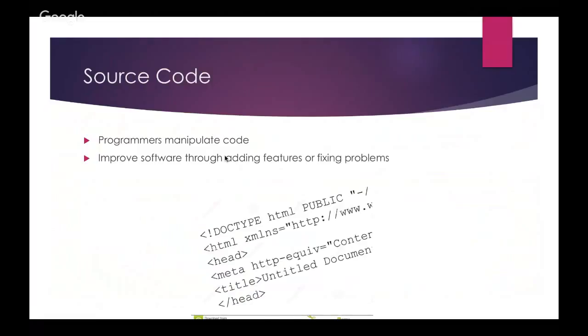What is a source code? A source code is the code computer programmers can manipulate to change how a piece of software works. A software can be like a program or an application, and these manipulations of the code by the programmers can improve the software by adding features to it or fixing parts that aren't working correctly.